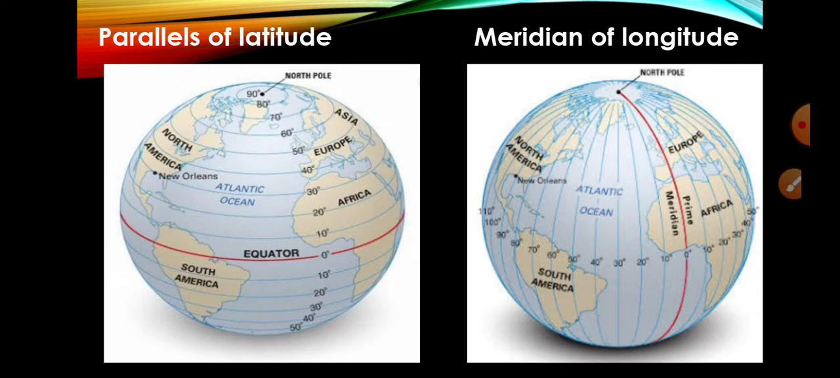And what do you mean by meridian of longitude? These are lines which run from the north pole to the south pole.